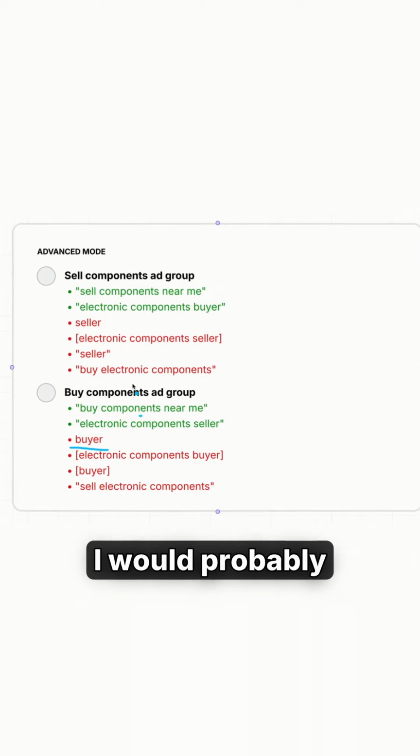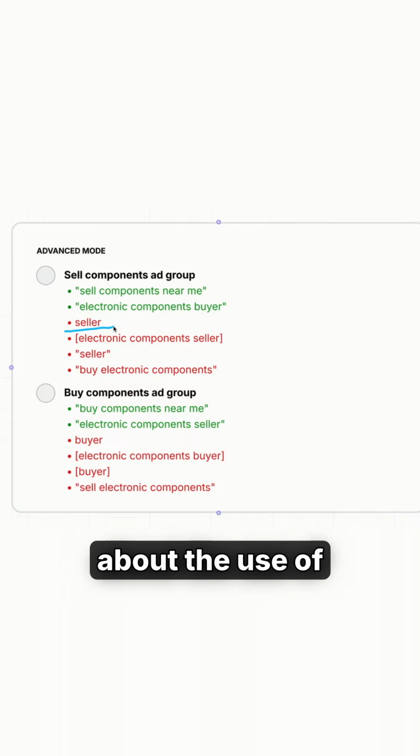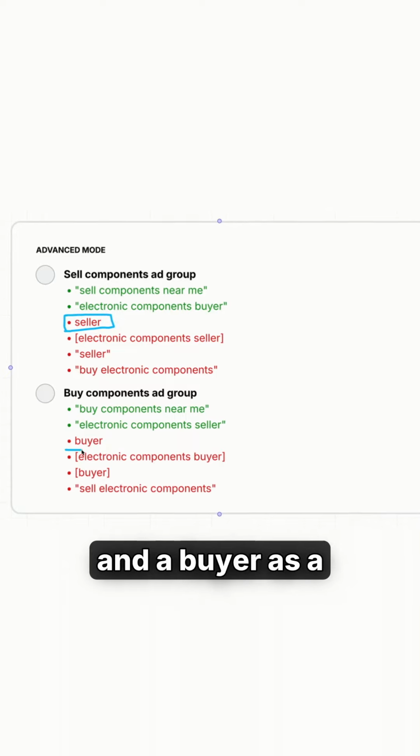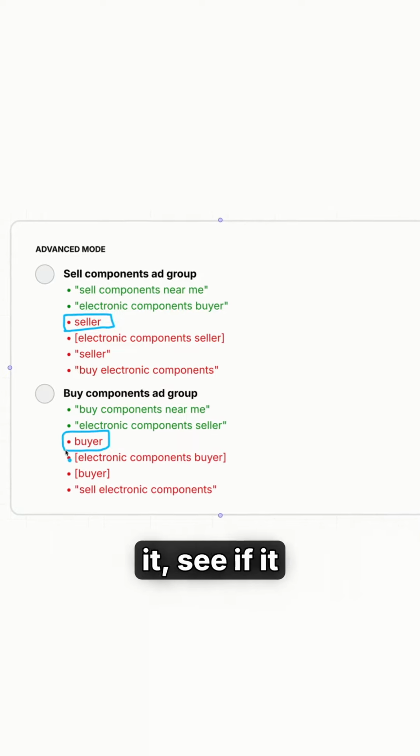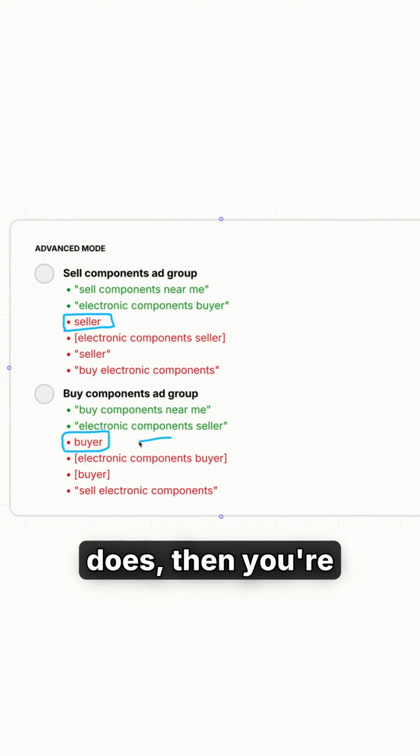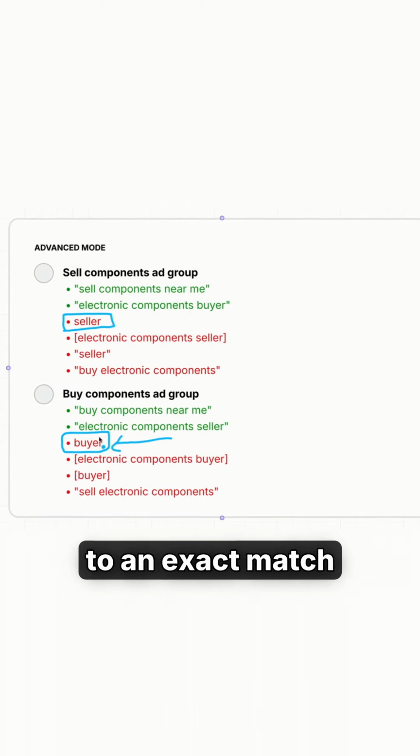But in this case, I would probably be cautious about the use of seller as a broad match and buyer as a broad match negative. Keep an eye on it, see if it tanks your impressions, because if it does, then you're gonna have to switch this to an exact match negative, okay?